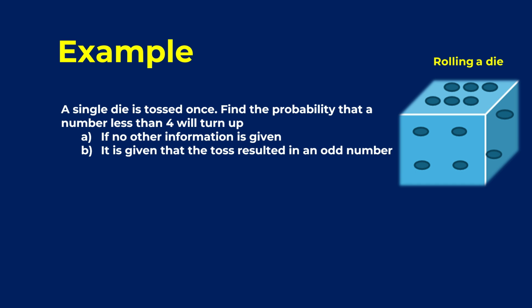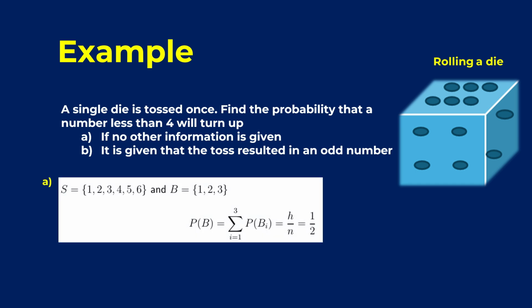Let's first solve part A. We know the sample space consists of numbers from 1 to 6. B is the event we are interested in, that is, a number less than 4 will turn up. Then we know from the theorems we discussed in part 1 of this video that B can be written as a union of simple events 1, 2 and 3. The probability of B is therefore equal to h divided by n. In this case, h is 3 and n is 6. So the probability of B is equal to 1 by 2.